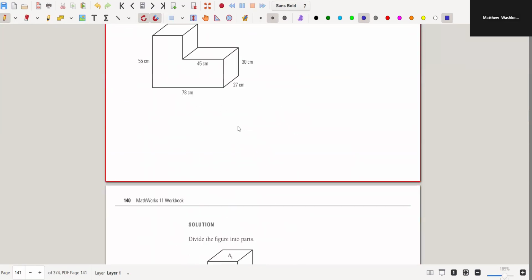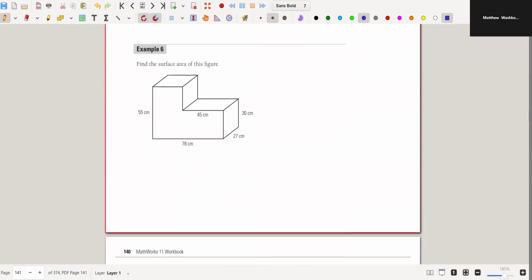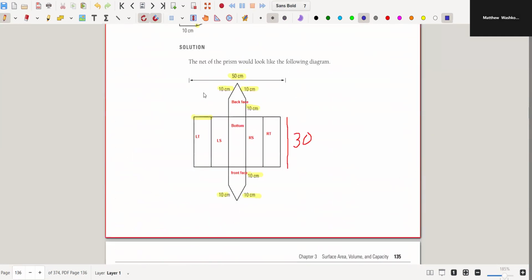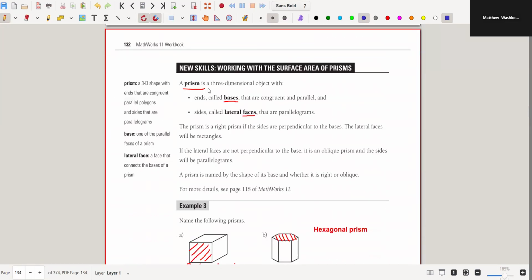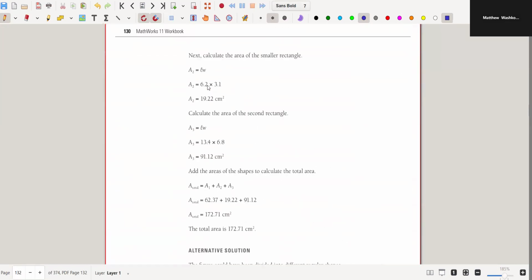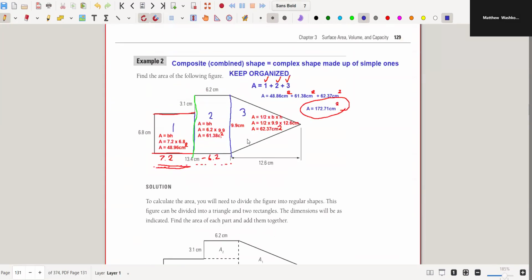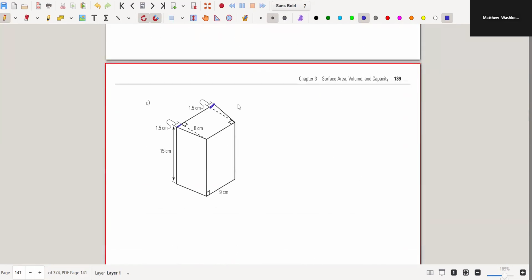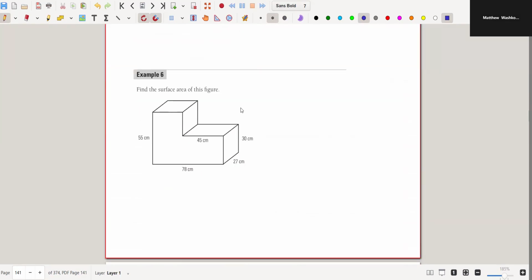I am going to go straight to example 6 here, which is a net. It's a 3D object, but now it's gone to one of those composite or complex shapes here, right? Now we still do it the same way. We still gotta do it the same way. But the big thing here is you need to keep organized, because now I've taken this, which is already a bit of a task, and I've applied it to a 3D shape. This is going to be difficult. So it's important to keep organized.